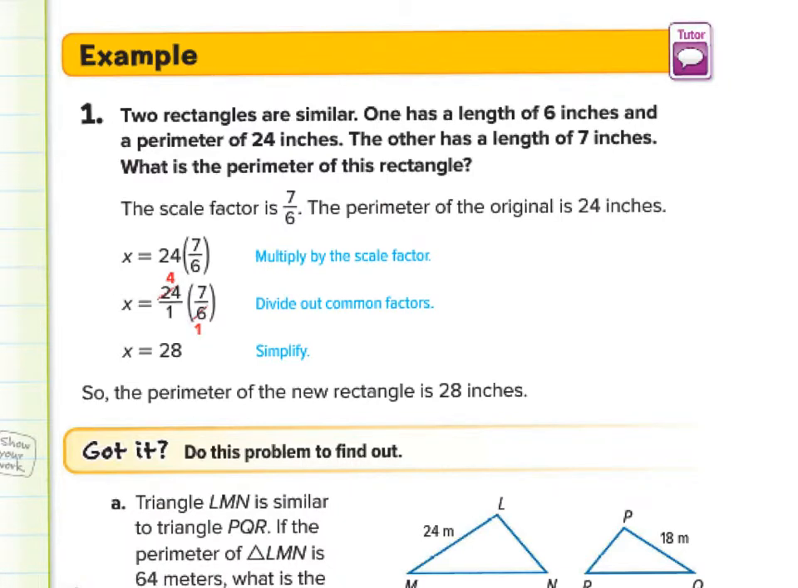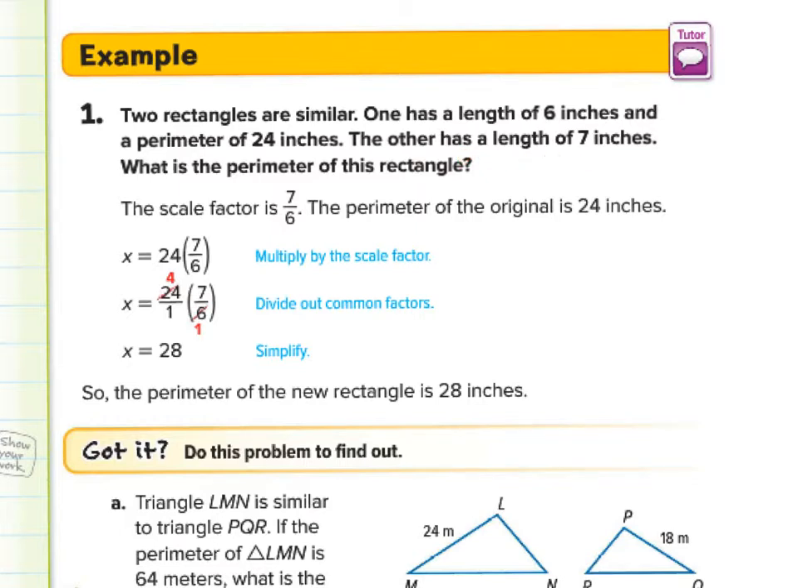Let's put this into practice, or see it in practice in example 1. Two rectangles are similar. One has a length of 6 inches and a perimeter of 24 inches. The other has a length of 7 inches. What is the perimeter of this rectangle? Well, when I look at this proportion, I see that for the rectangle, 6 to 24, it quadruples, correct?